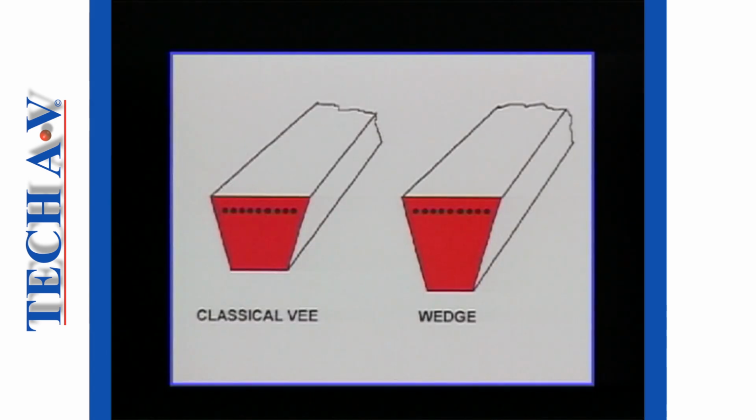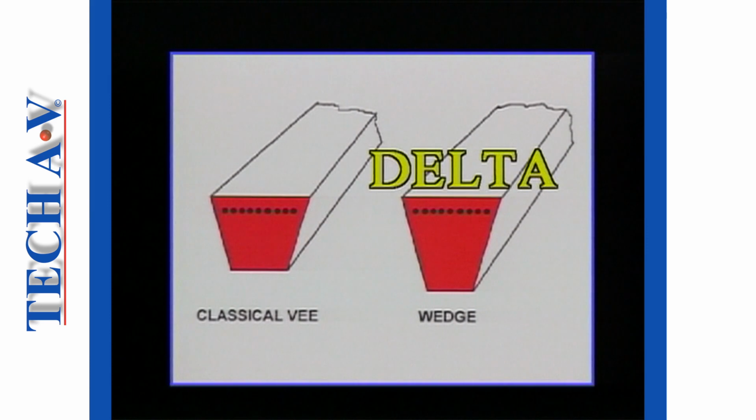Both types are produced in standard sizes. The letters A, B, C, D and Z denote the standard sizes for classical V sections. The letters SP followed by A, B, C or Z denote standard sizes for wedge belts. The largest wedge section is known as delta.